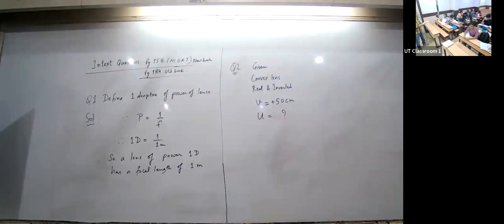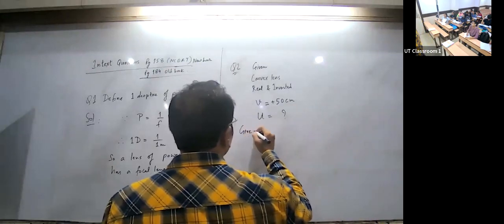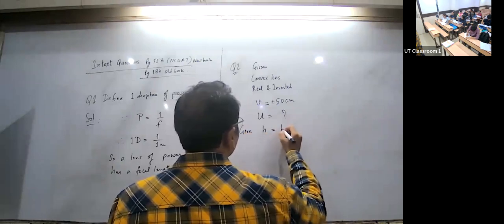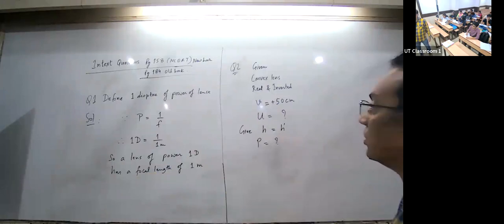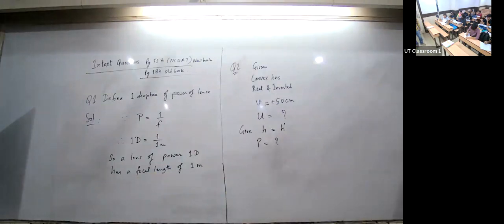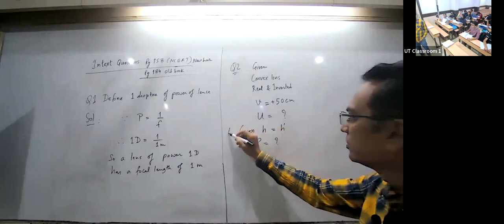If the image is equal to the size of the object, right? So what is given? h is equal to h dash. This is also given, right? So the image is equal to the size of the object. Also find the power of the lens. So many things. So once the data is captured, right? So given, also given.